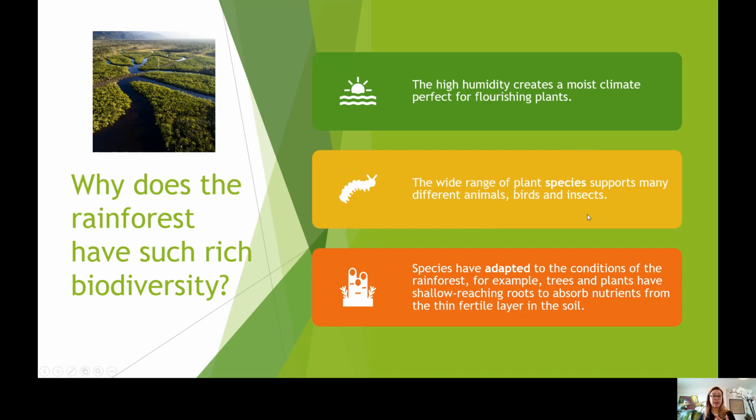This is because of the food chain. So animals eat plants, and if there's a wide range of plants, there'll be a wider range of animals. Species have adapted to the conditions of the rainforest. For example, trees and plants have shallow reaching roots to absorb nutrients from the thin, fertile layer in the soil. And as I said at the beginning of the lesson, this plant has adapted to its natural habitat in the rainforest by having large leaves to capture as much sunlight as possible in order to photosynthesize.